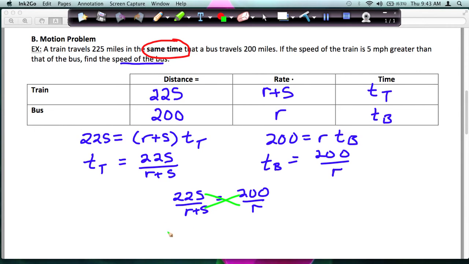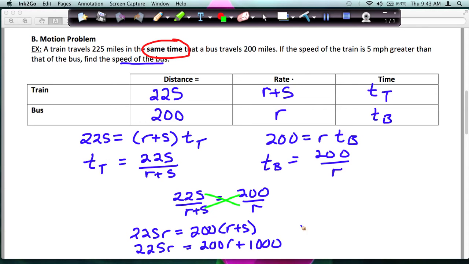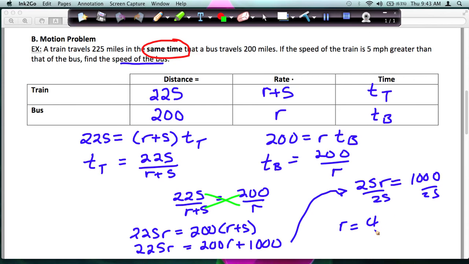So I'm going to come over here. When I cross multiply, I get 225r equals 200 times r plus 5. Distribute the 200 and you get 200r plus 1,000. Subtract the 200r from both sides. 225 minus 200 is 25. And then to get r by itself, divide both sides by 25, and you get r equals 40.